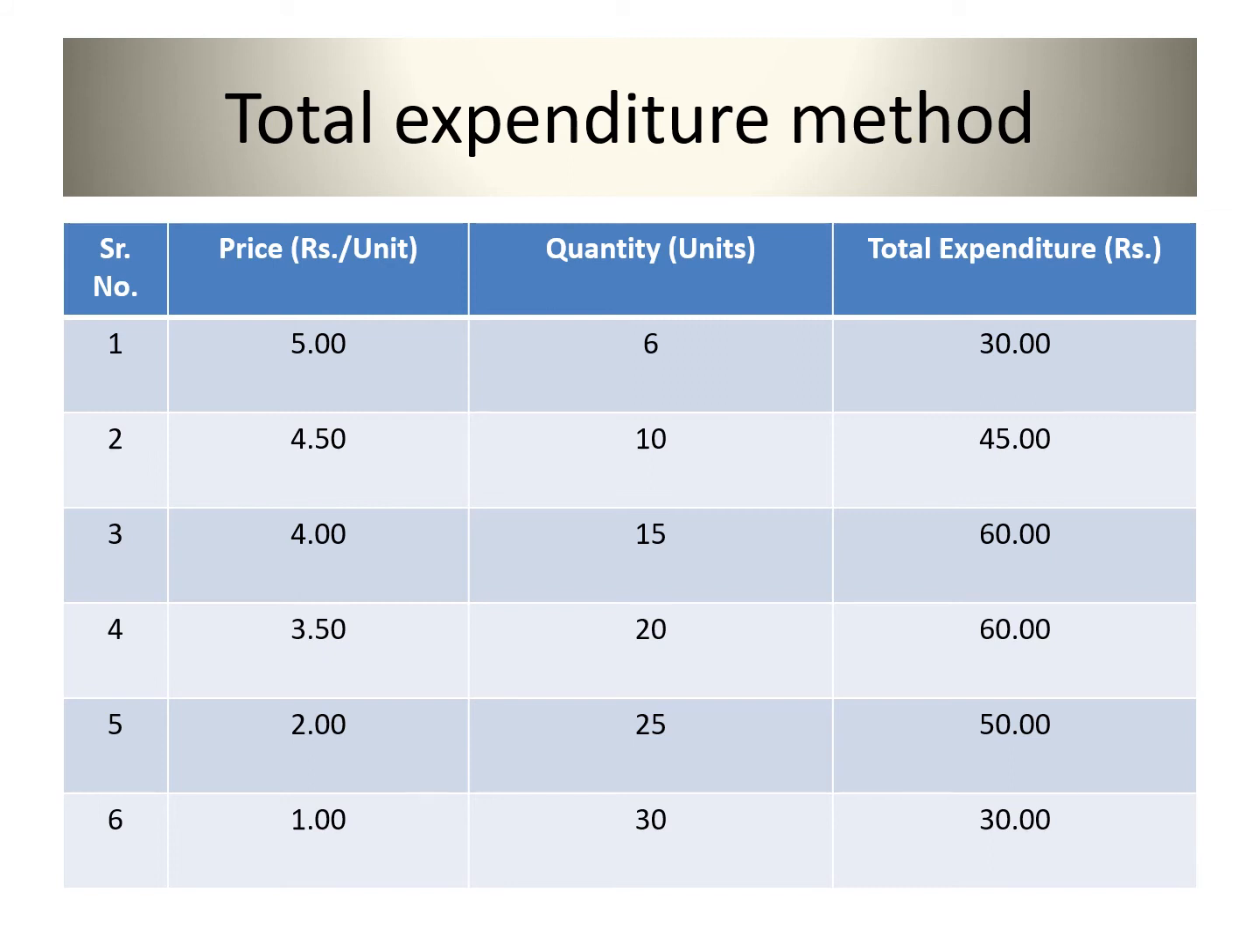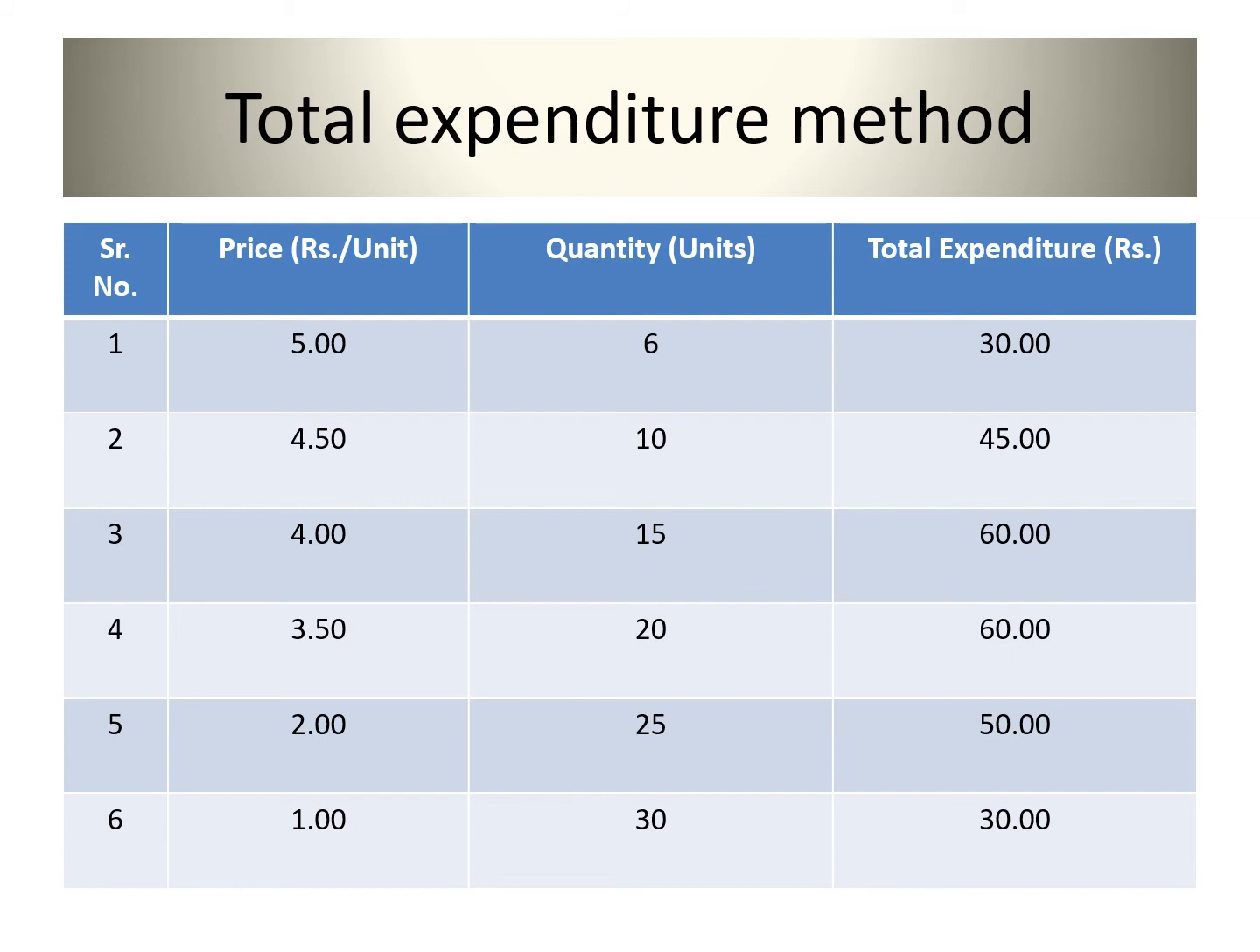See, serial number 1, the price of the particular commodity is 5 rupees. When the price is 5 rupees, the individual is purchasing 6 units of that commodity. Then how much money is he spending in total? That is 5 into 6, that is 30. Then in the next row, that is the second, the price is 4.50 rupees.